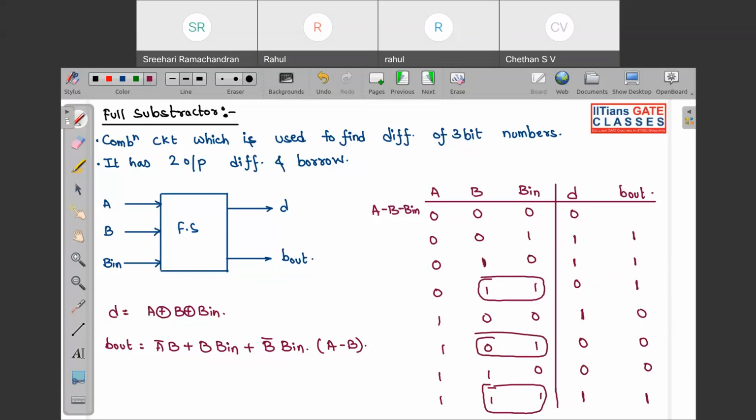So B is 1 means A is 0. This is A 0, B 1. So in both the cases you can see this is A 0, B 1. This case I have. And over here again we have B complement, B complement B in. B is 0, B in is 1. So these two cases, this one and this one, I am marking this.